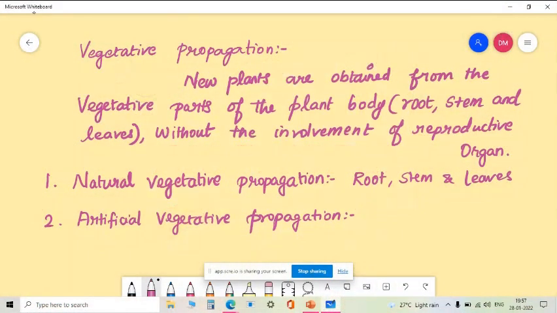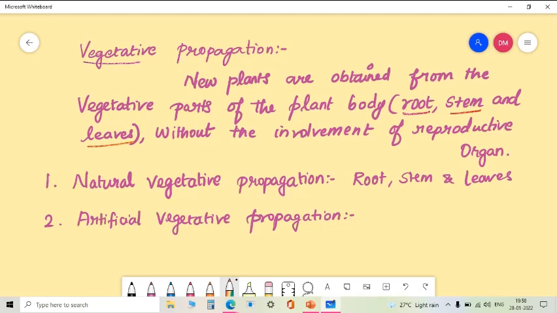We are going to discuss an important topic which is referred to as vegetative propagation. Vegetative propagation of plants. So, what do you mean by vegetative propagation? The word vegetative refers to the parts of the plant body which may not be involved in the process of reproduction. So, when you take the vegetative parts of the plant body, it includes root, stem, and leaves.